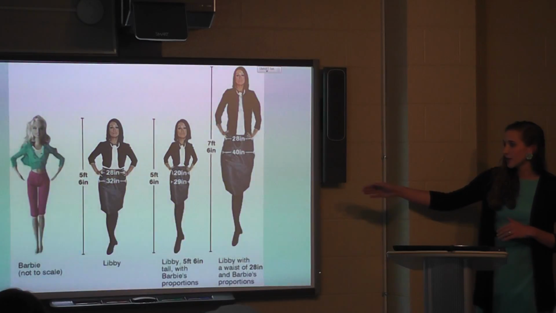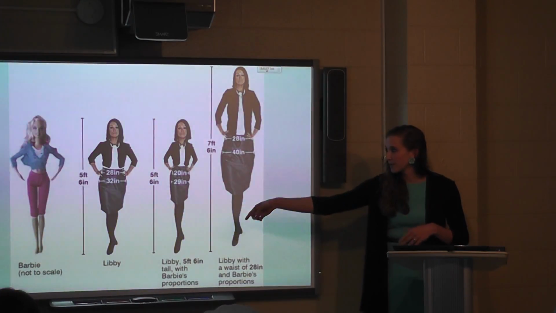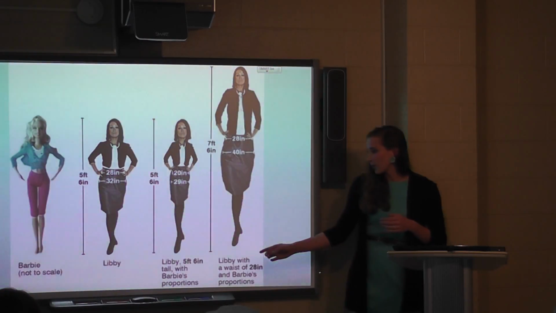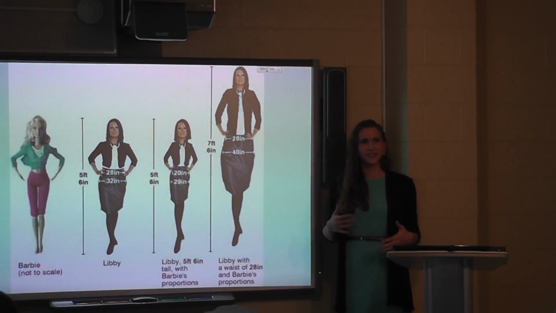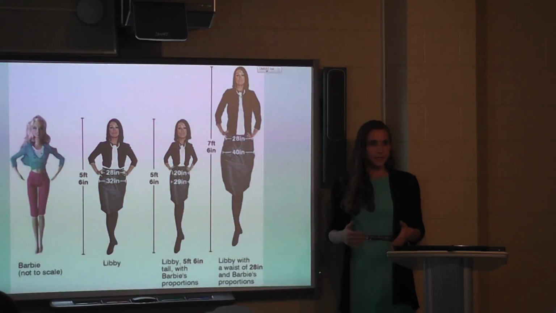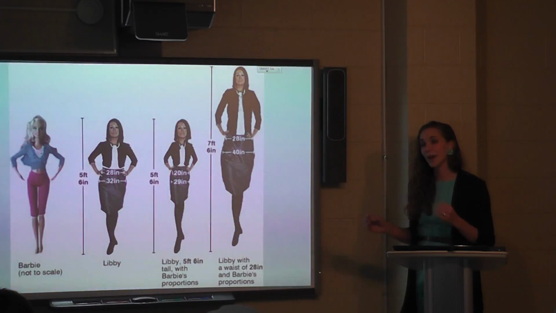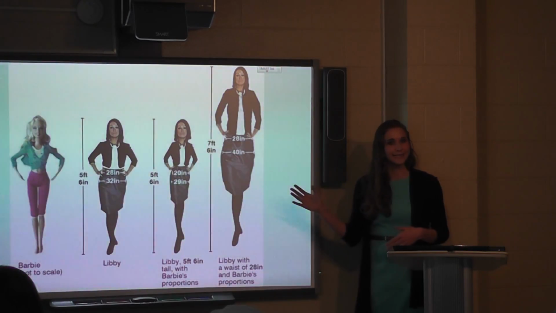As you see, this is a picture of Barbie, and this is a picture of just your regular average-sized woman. They're both 5'6", and then this is Libby with Barbie's proportions, with her same height. Do you see how off-balance she looks? It's not natural at all. It really doesn't even look good, and especially this one, this is Libby with Barbie's waist of 29 inches. I mean, she looks ridiculous. Let's be honest, you know?